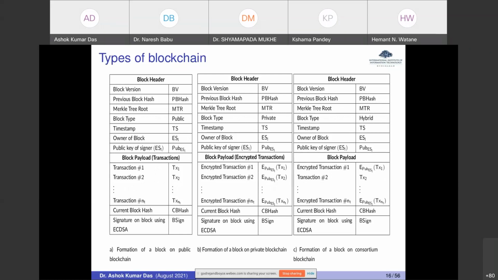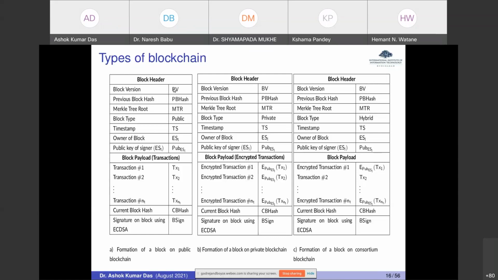Now let us look at one scenario: how to make a block in the case of a public blockchain, private blockchain, as well as consortium. Just like you have the internet protocol header, or IP packet, analogous to that we have something known as the block. A block consists of two parts. One is known as the block header, and the other is known as the block payload, or transactions.